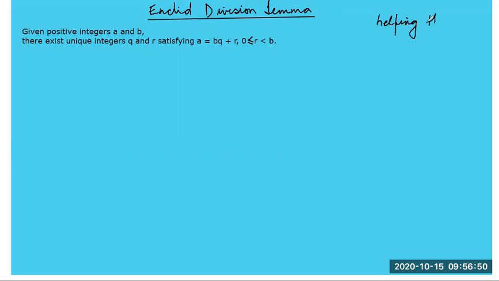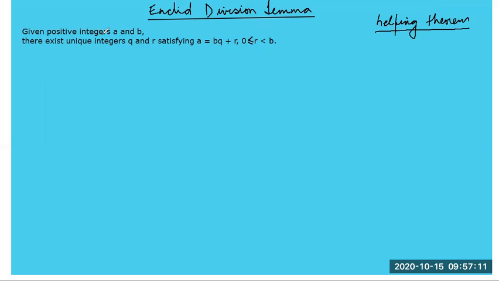It's a kind of helping theorem, a theorem which helps to prove another theorem. It's a statement which helps to prove something else. We can also say this is an auxiliary theorem. So what is Euclid's division lemma?